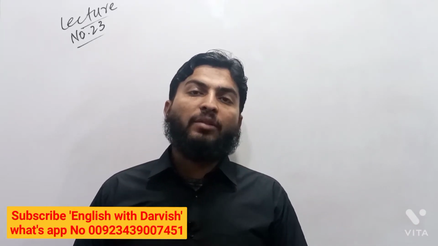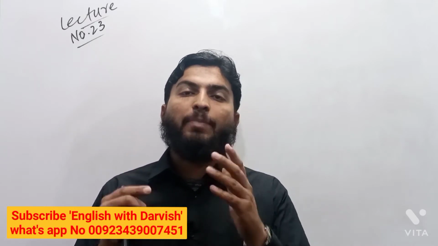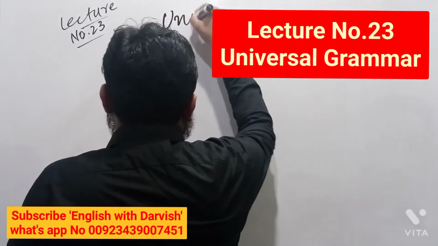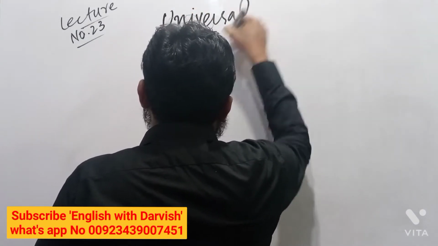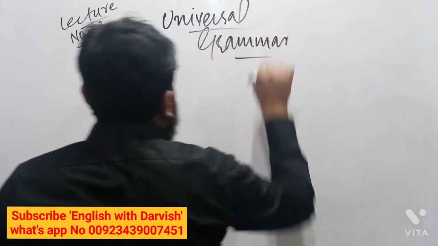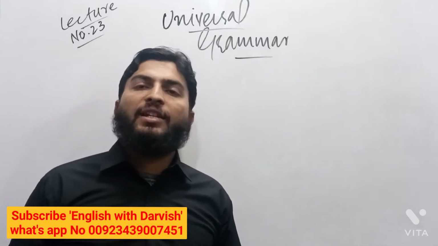Today I am here with lecture number 23. Lecture number 23 is about the sixth type of grammar. What is that? This is universal grammar. Universal grammar, the credit of universal grammar goes to Noam Chomsky, a famous American linguist.